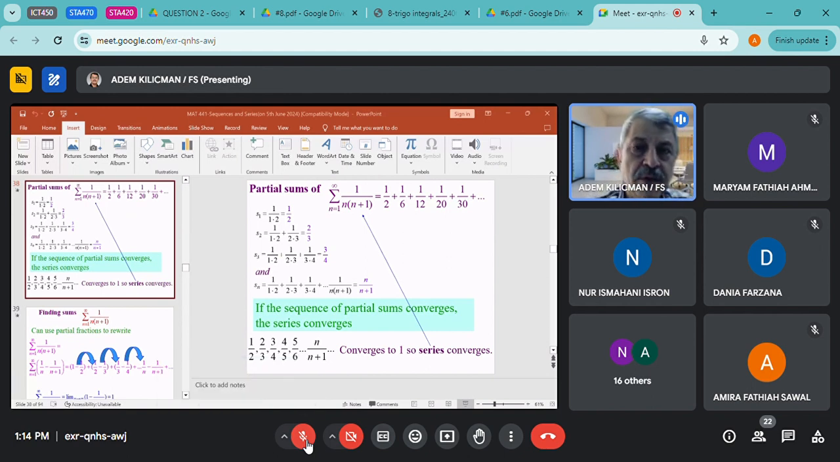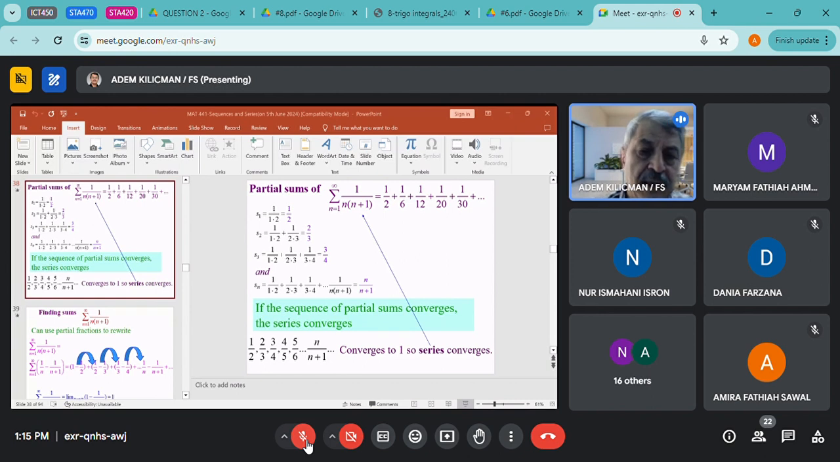Okay, never mind. The first term is 1 over 2. The second term is 1 over 2 plus 1 over 6. That is the series, meaning that the first one is the first term of the sequence, but the second one is added together. And the third one is all together the 1, 2, 3 terms together, which is this. And the rest is like this, that we will have n over n plus 1.